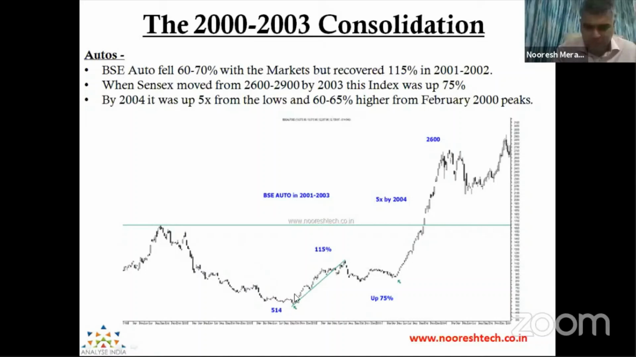So what this implies is that in that period, everyone disregards a lot of companies. So the auto sector was not the favorite. It was all about IT and telecom. People wanted to average. But this sector in those 3 years was up 5x from the lows. And from that bottom, in that consolidation, it was up from 75% to 100%.